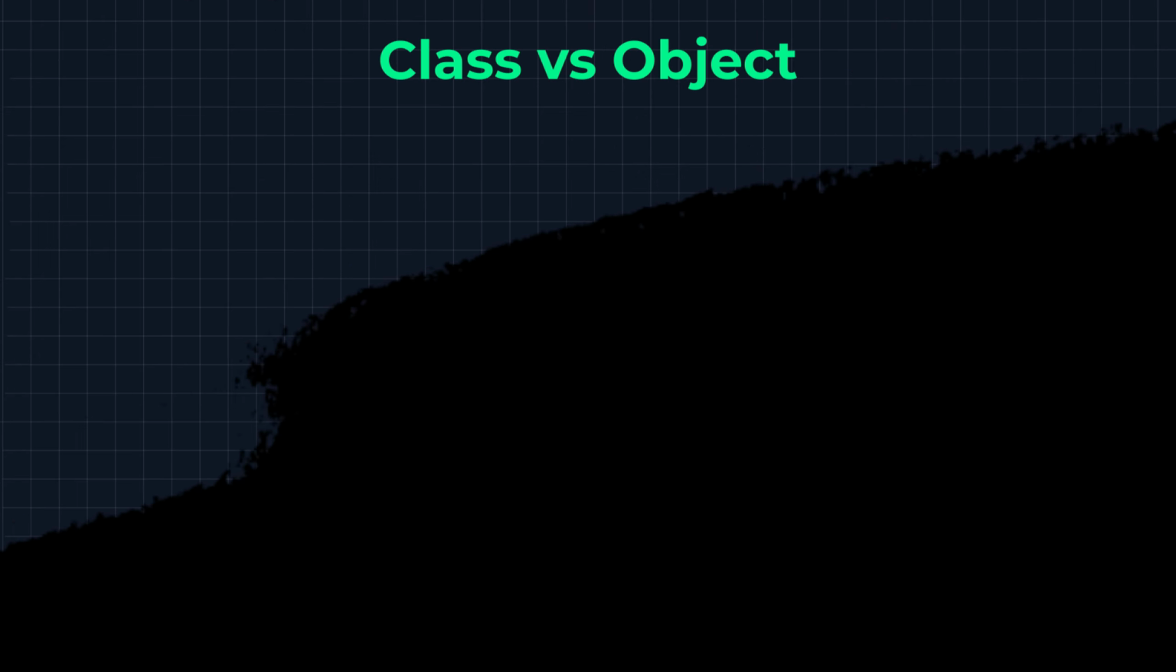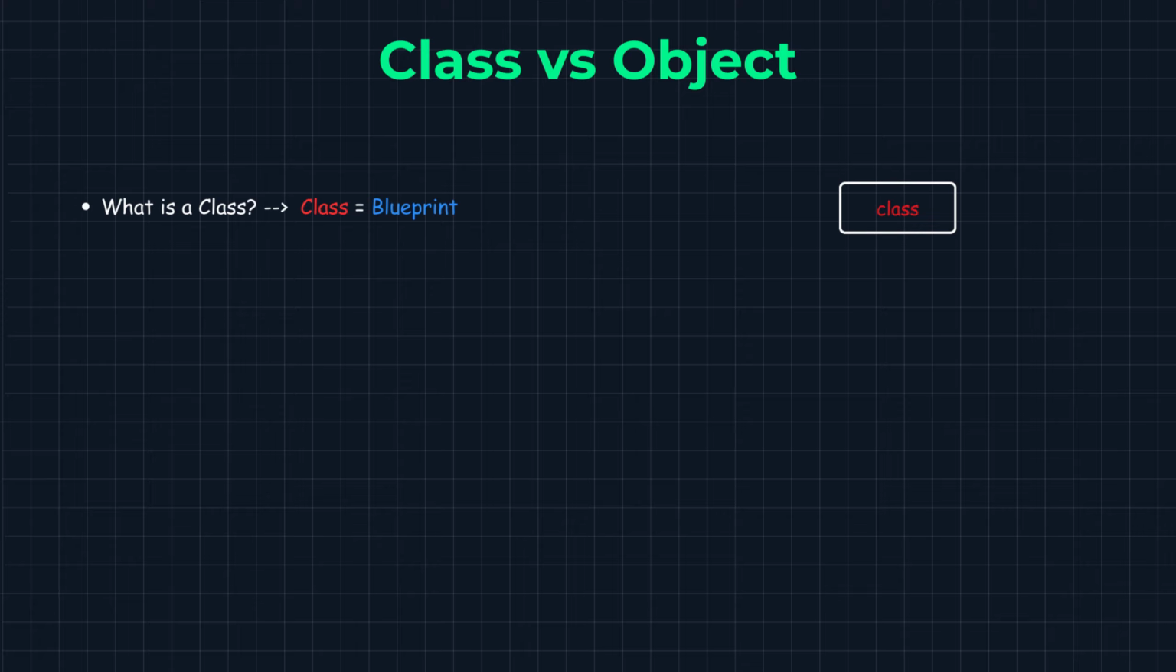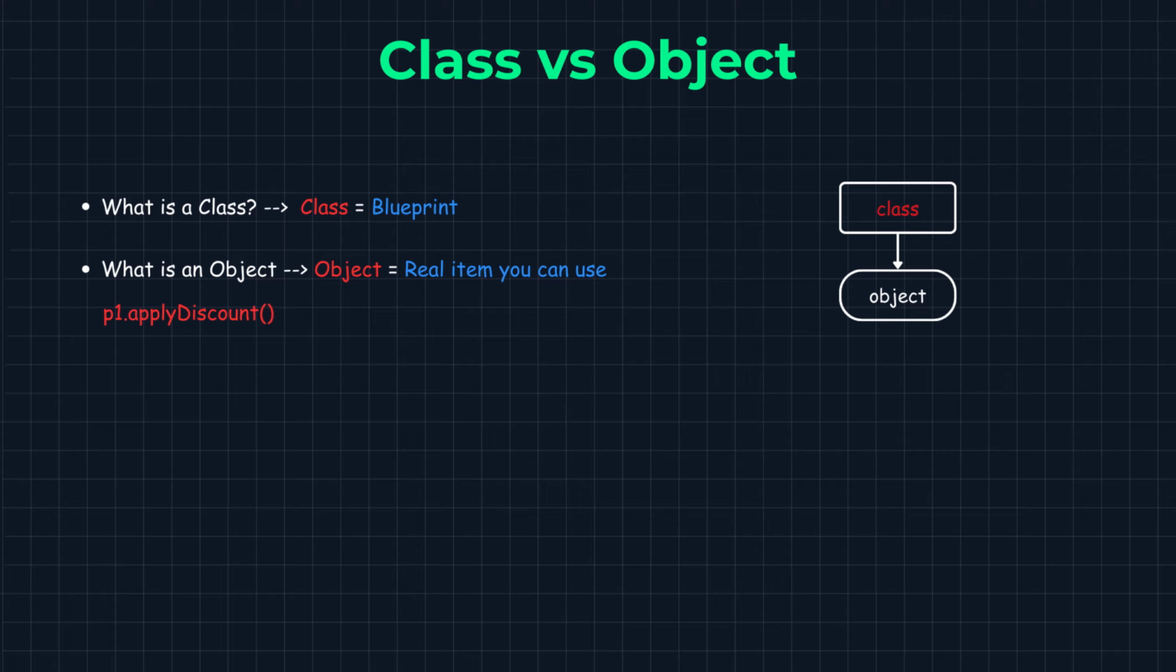Let's compare the two again. A class is the definition, like a blueprint of a car. It tells what every object should have and do. An object is the real thing, like your actual car parked outside. It's built using the blueprint and it lives in memory when the program runs. Now, when we use an object method like p1.applyDiscount, p1 is the object, and applyDiscount is the method we created in the class. We are using behavior that's directly tied to that object's data.